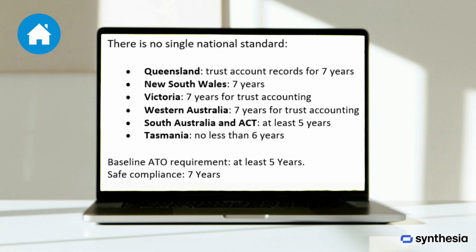In Australia, there are data retention requirements you must follow. For tax purposes under ATO guidelines, records should be kept for at least 5 years. However, legal obligations for agents vary by state and can range from approximately 5 to 7 years. As a best practice, it's recommended to keep records for 7 years to ensure full compliance.